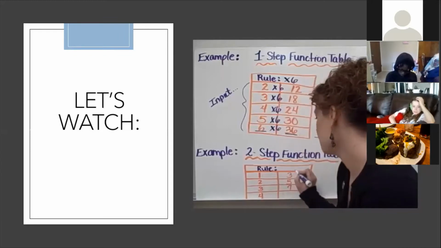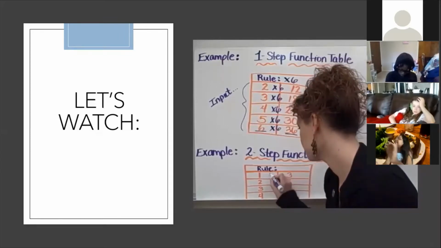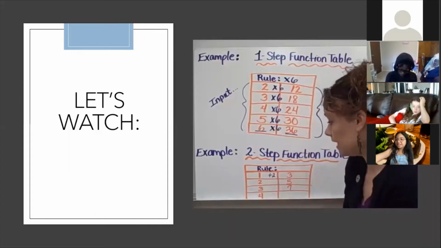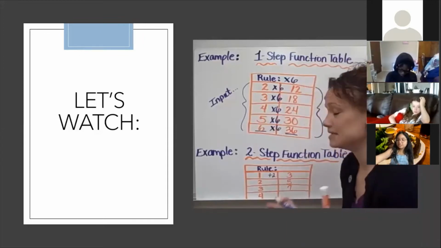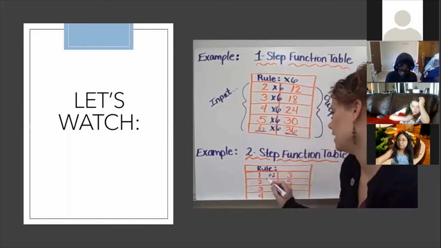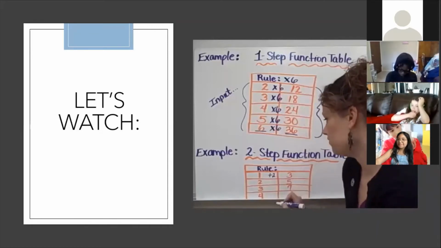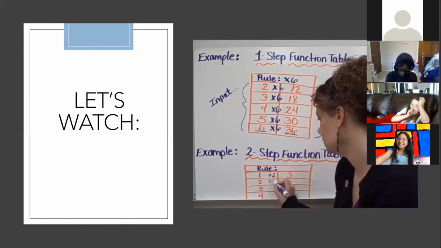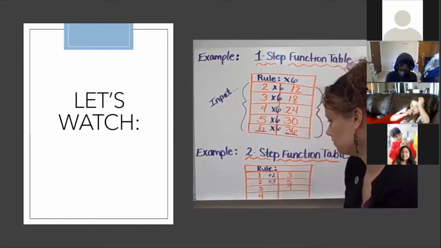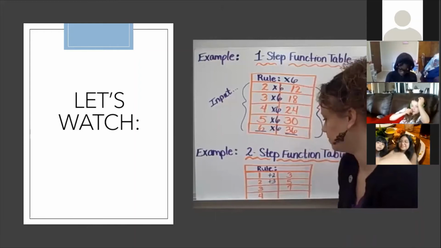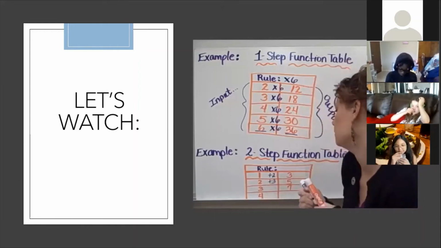Okay, how do we get from 1 to 3? Well, we have to add 2. Now let's see if that happens in the same sort of way with the next line. How do we get from 2 to 5? We add 3. Well, I'm not seeing any sort of relationship there, so I'm going to try something a little different.